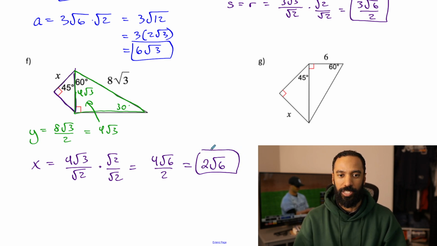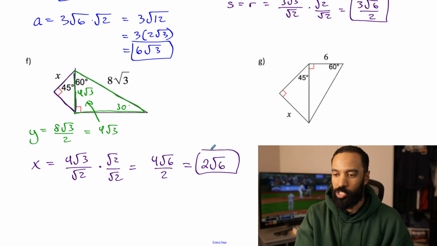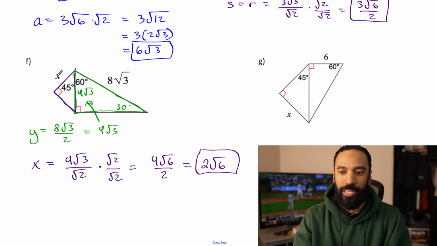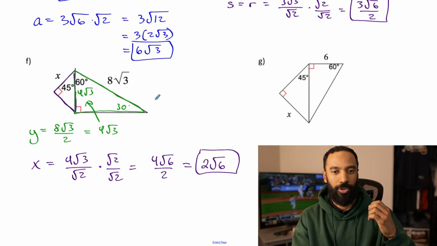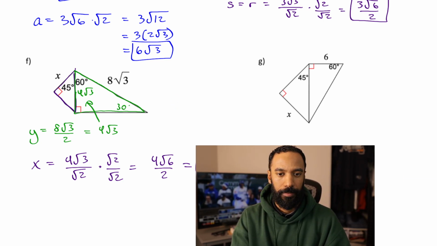Like I said, simplifying sometimes does have its uses and benefits, and this is one of the cases where it looks a little bit better than maybe it did to begin with. So 2 root 6 is the answer for x. That's what we needed to solve. We got it. We're good. Let's go to G.